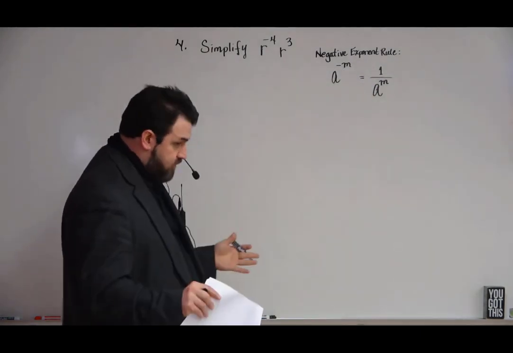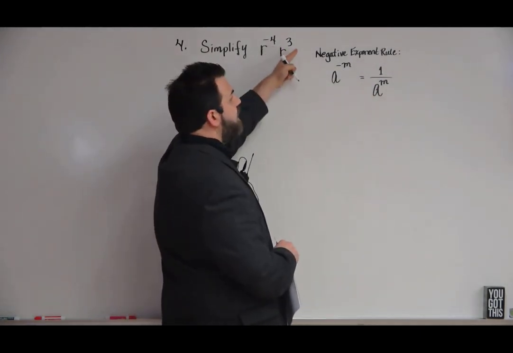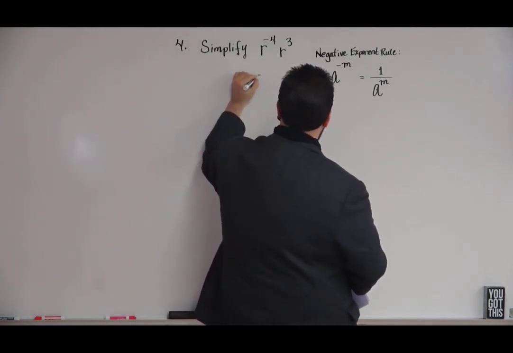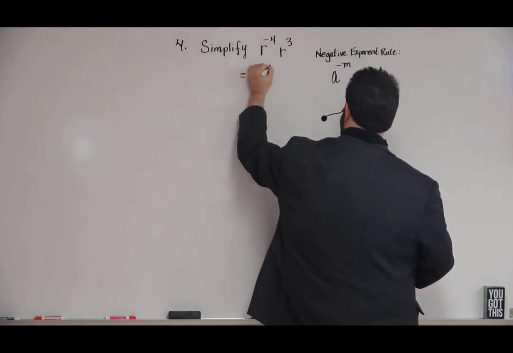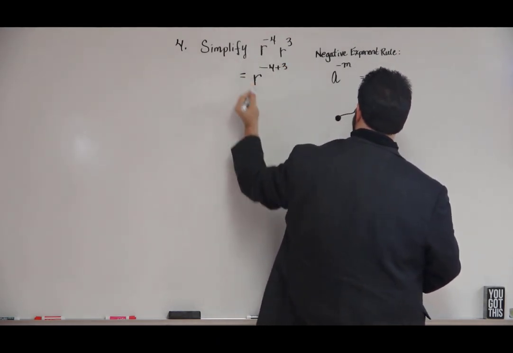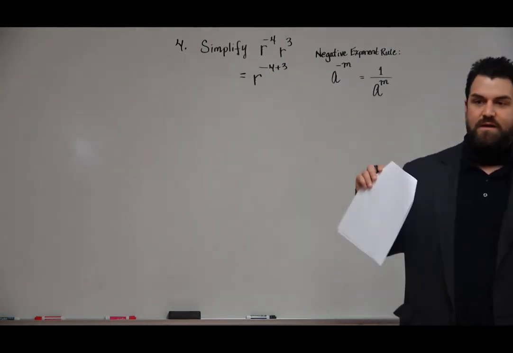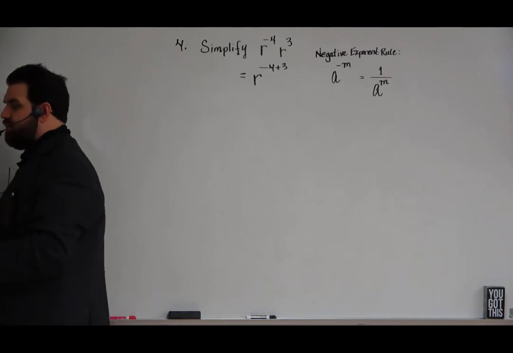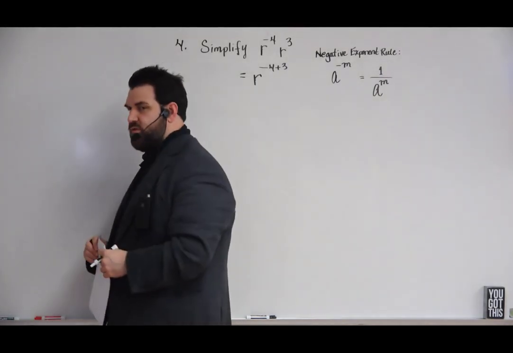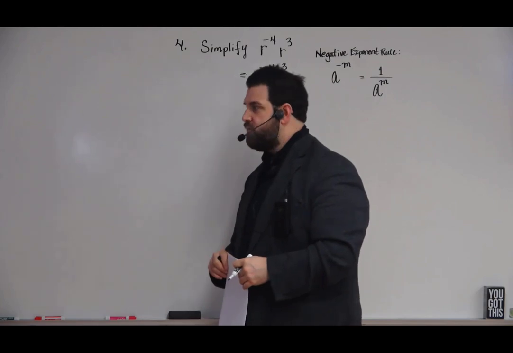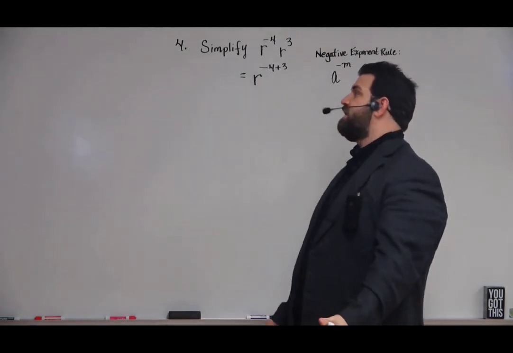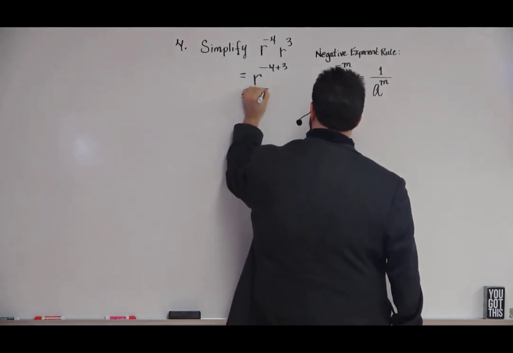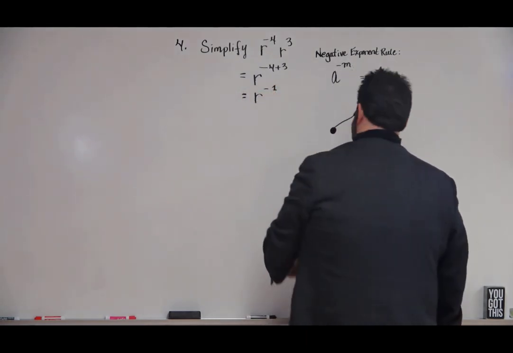All right? Well, we'll worry about that in a minute. Remember, first, we're just going to add, right? The bases are the same. So we're going to say r raised to the power of negative 4 plus 3. Okay? Big brain time. Negative 4 plus 3. I'm at negative 4 plus 1 plus 2 plus 3. I'm still negative. I'm negative 1. So we have r raised to the power of negative 1, ladies and gentlemen.